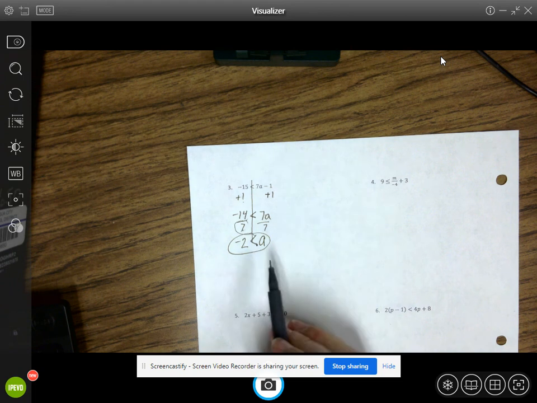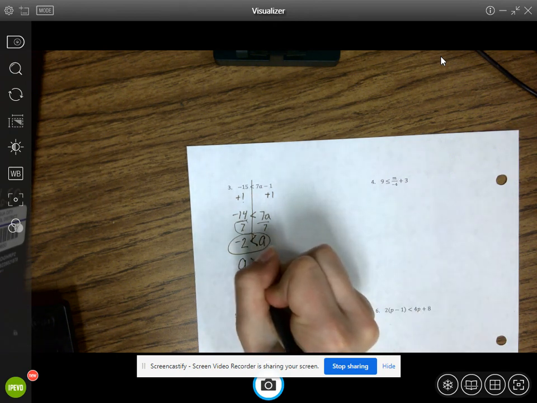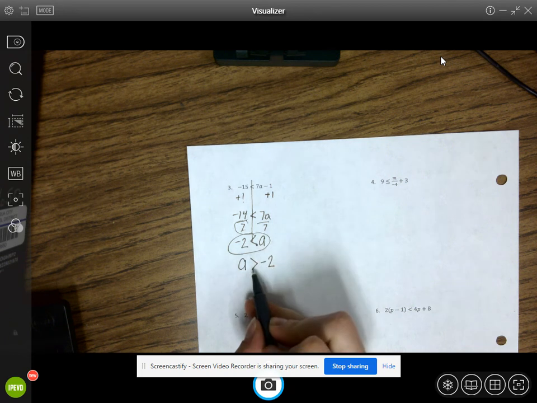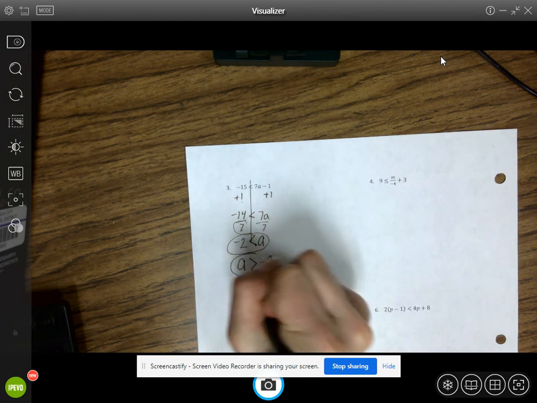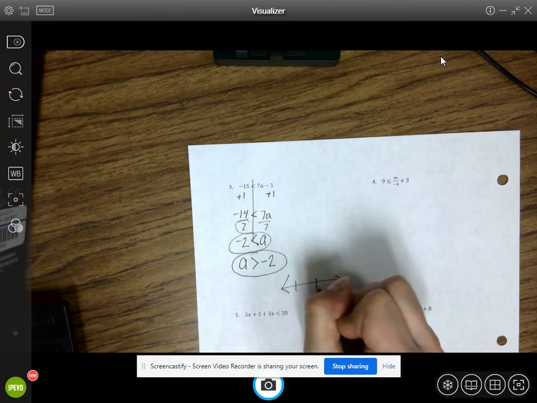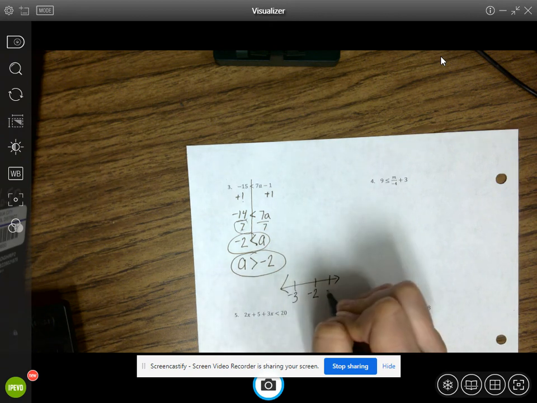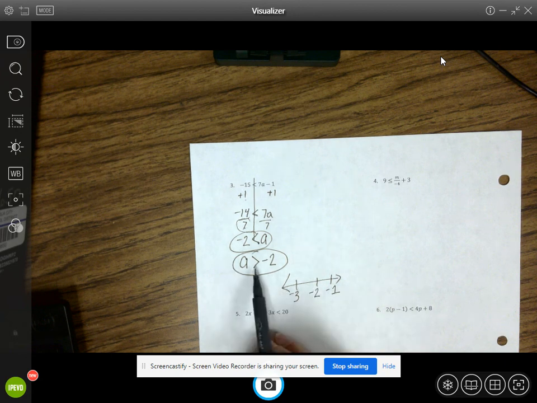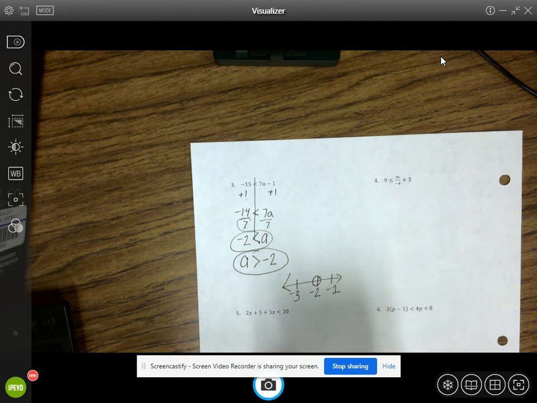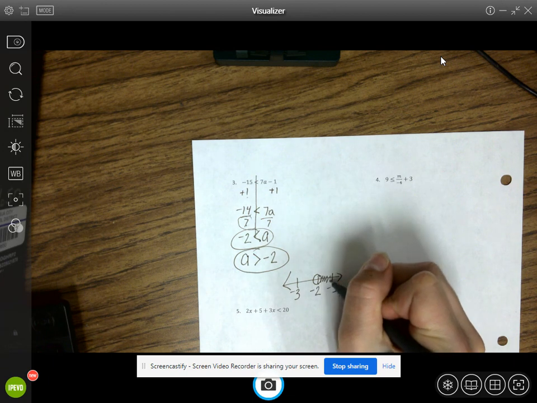Now, we aren't done because we want the variable on the left. So I'm going to put a, flip the symbol so that it's still pointing towards your negative 2. That's the one I want. The number that comes before negative 2 is negative 3, then negative 2, then negative 1. My circle should be open because there's not a line. I want numbers that are greater than negative 2, which should be to the right.